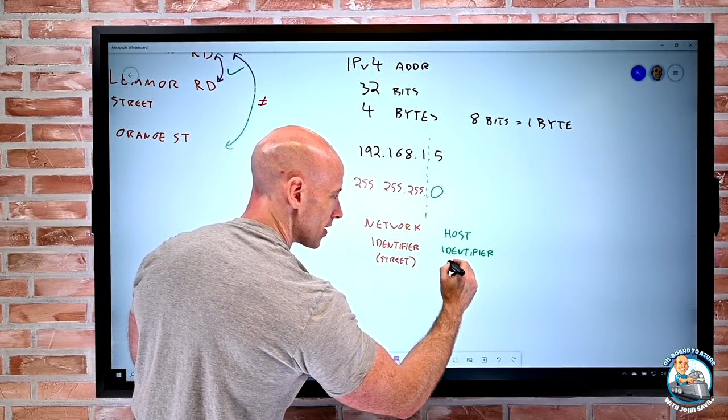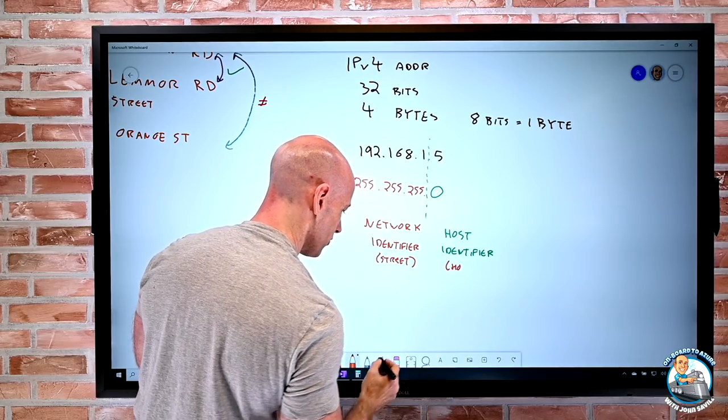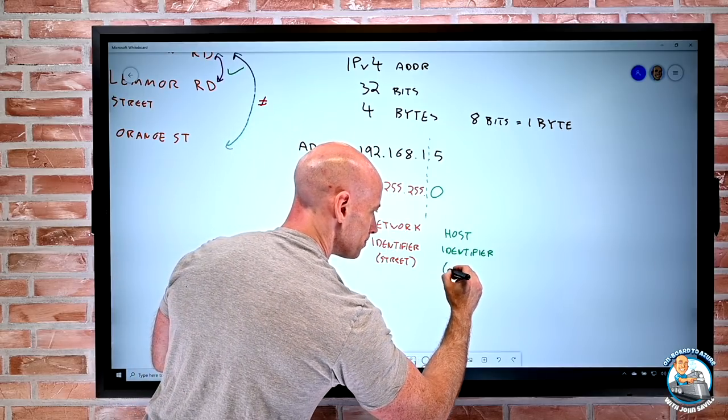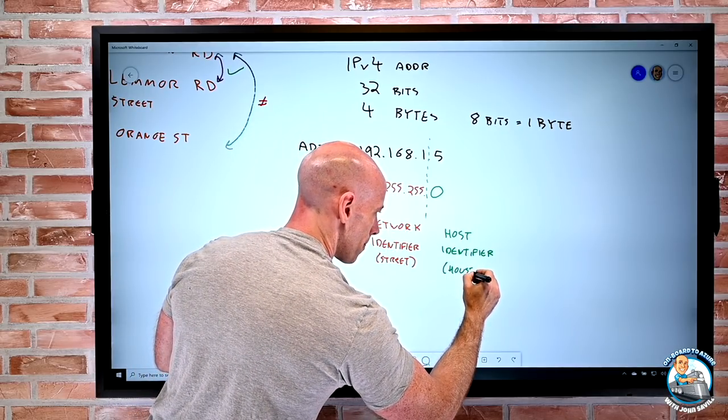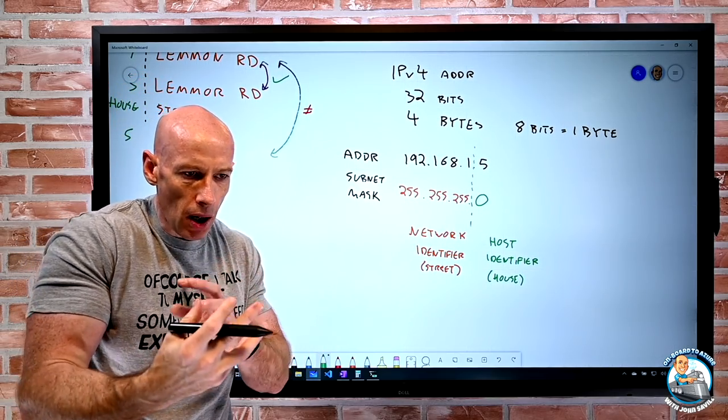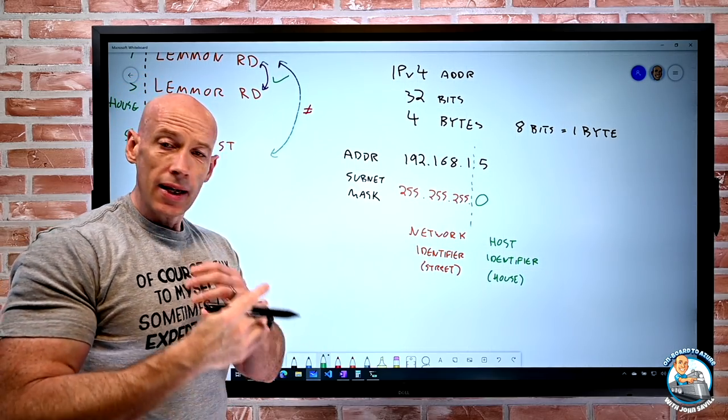But again, as a human, we can understand that very easily. This is like the house number. So now we can tell which part is what. And again, we can see this.